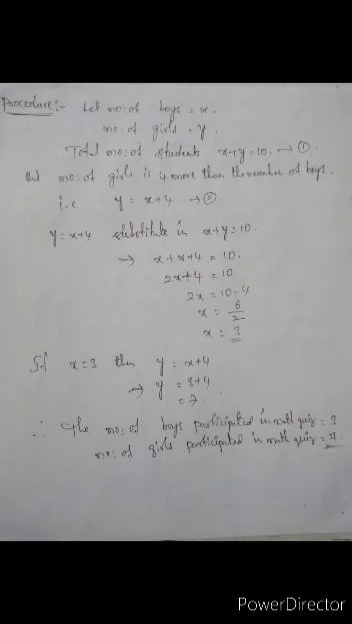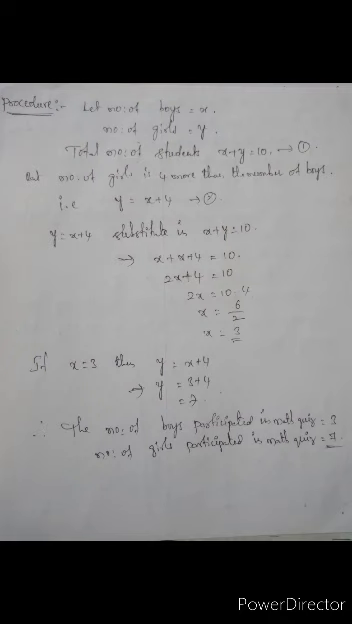If X is equal to 3, what is the value of Y? Y is equal to what we have, X plus 4, according to the given condition. So Y is equal to X plus 4. X means 3, we already got. So 3 plus 4, that is 7. That means the number of boys participated in the math quiz is 3 members. How many boys participated? Only 3 members. Number of girls participated in the quiz is 7 members.